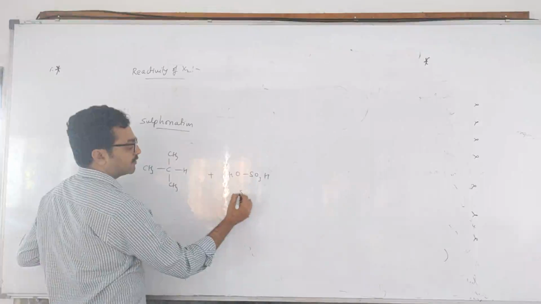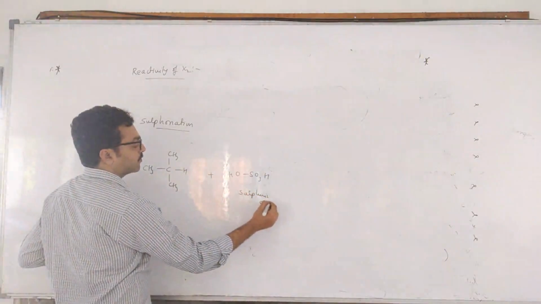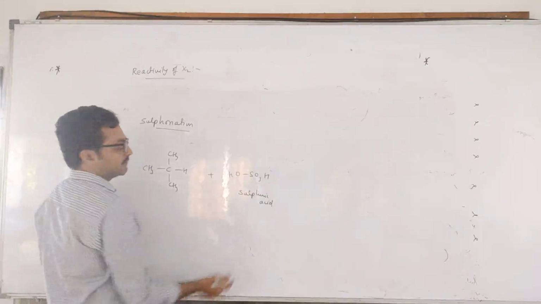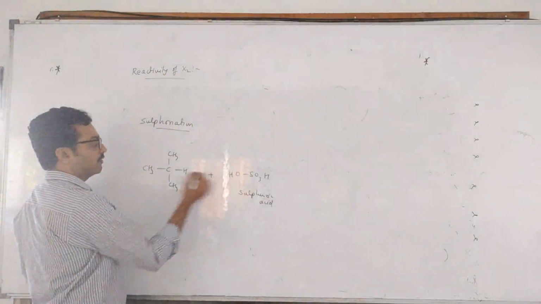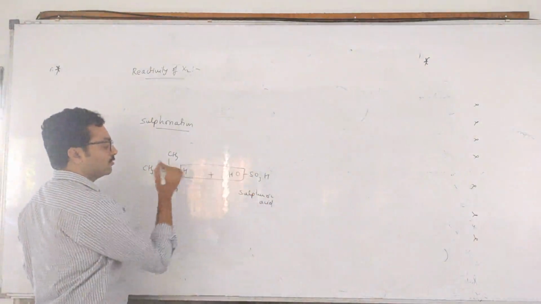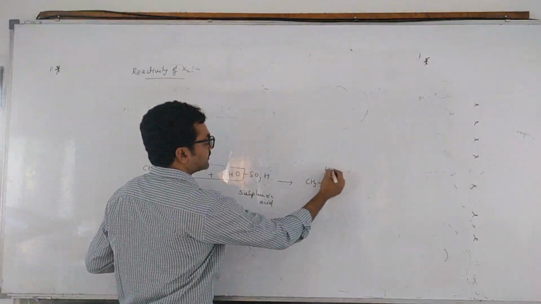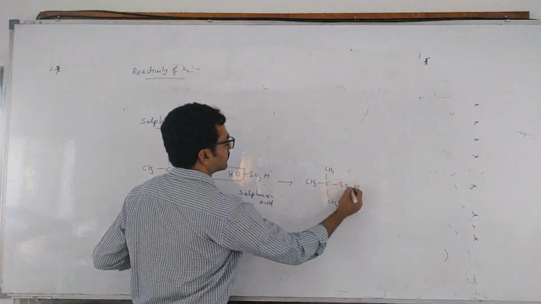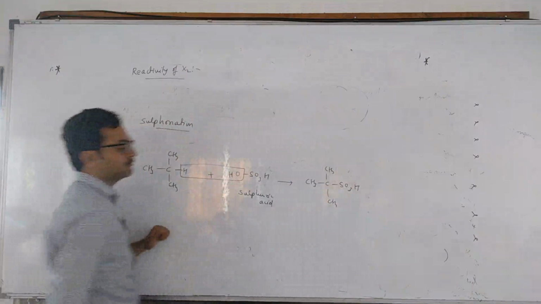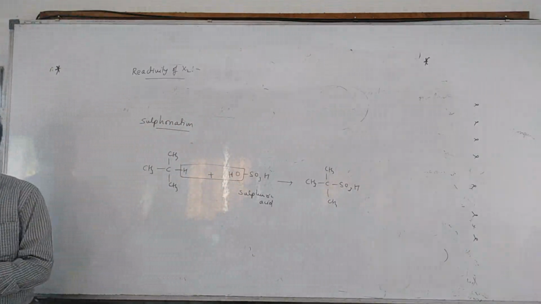This is sulfuric acid only, H2SO4. For our understanding purpose I wrote sulfuric acid. H2SO4. Then a water molecule will go and you will get CH3, SO3H. Okay? So this is also an example of free radical substitution. Okay na?